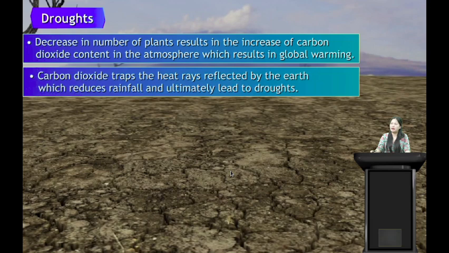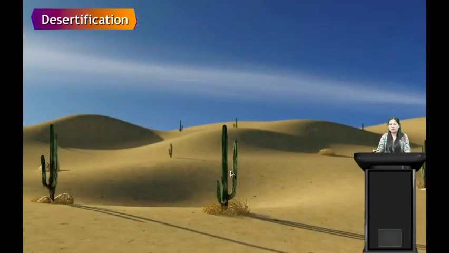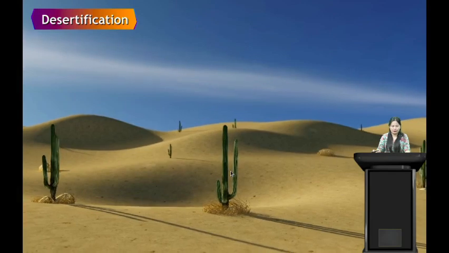The next consequence of deforestation is desertification. So what is desertification? Let us see. Here we see a desert. The type of plants that grow in a desert is different. Yes, the desert is mostly made up of sand.